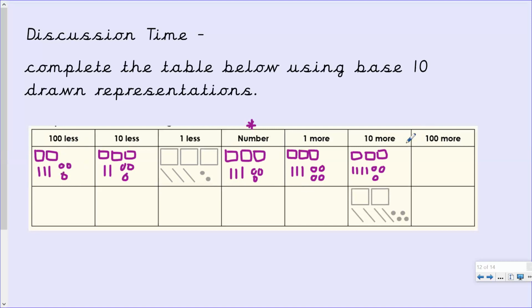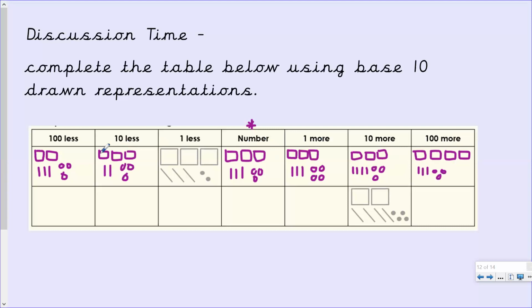And similarly, to find 100 more, only my hundreds would be affected of my given number. And this time I need 100 more. So instead of 300, I would need 400, and my tens would stay the same, and my ones would stay the same.